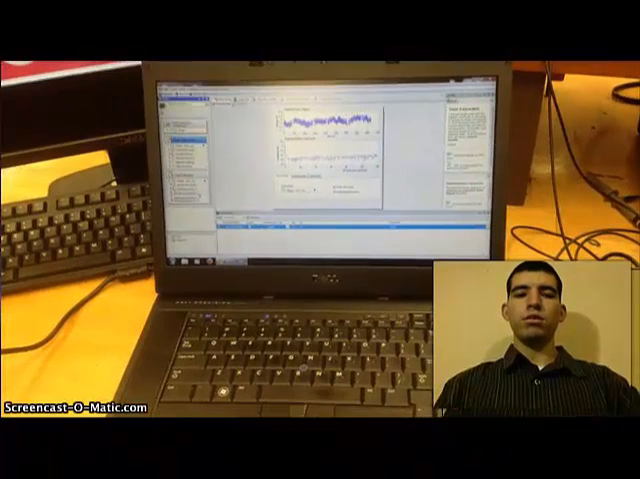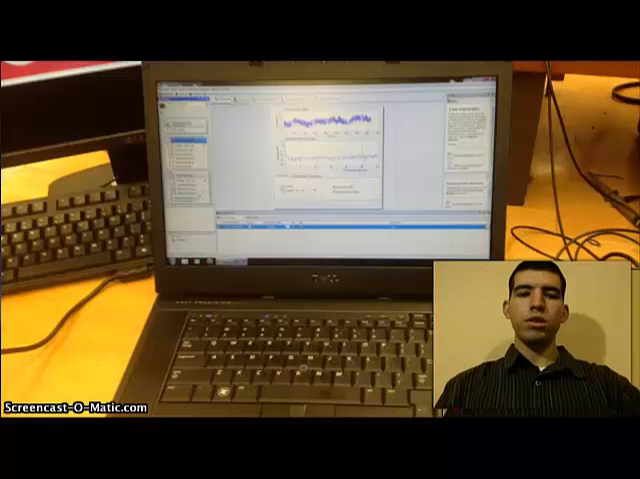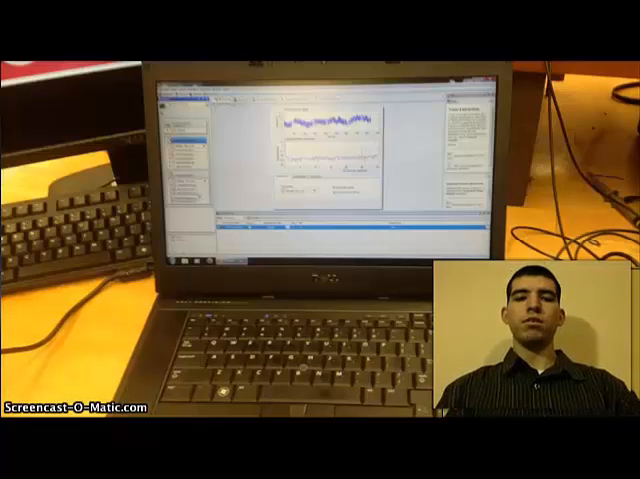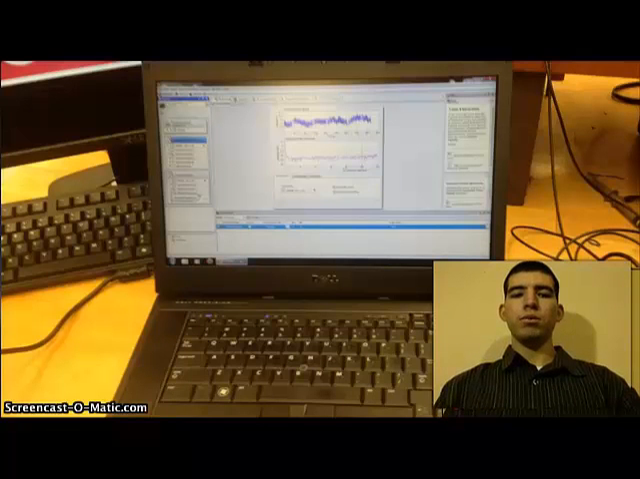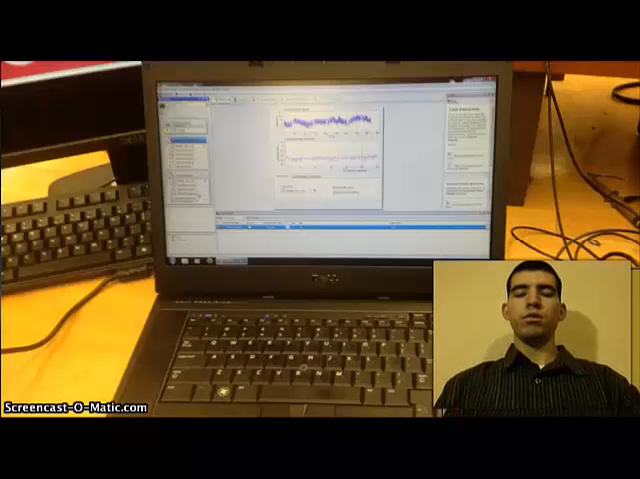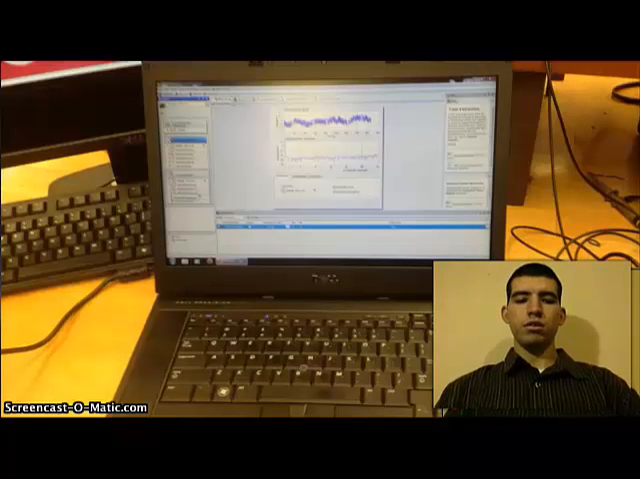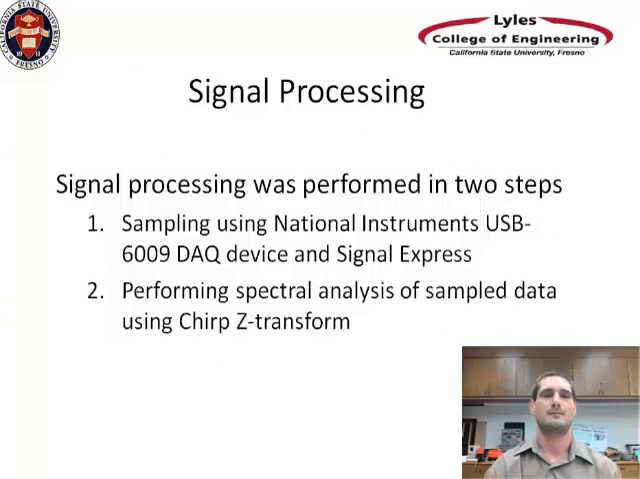This is the actual program that comes with the DAQ. As you can see, this displays the actual, real-time signal and the spectrum domain of the signal. More information about this will later be given by Michael, who will be presenting next.